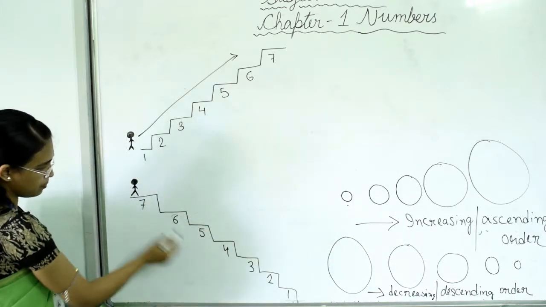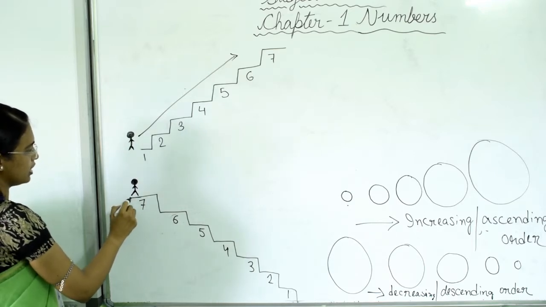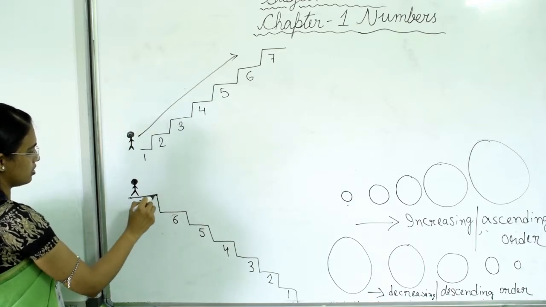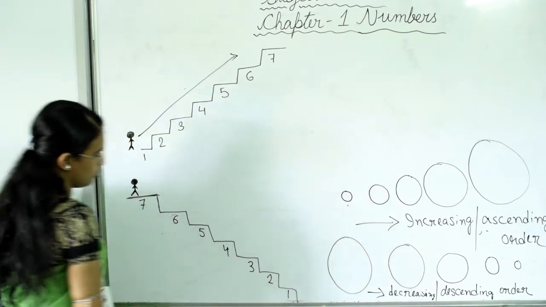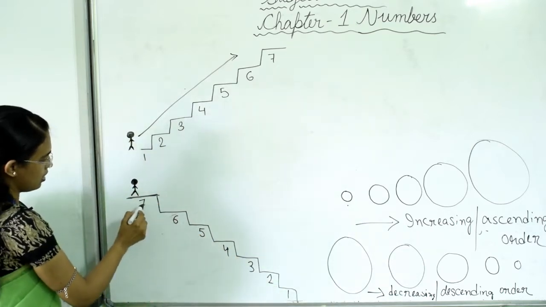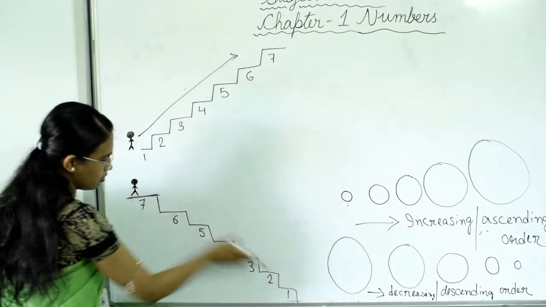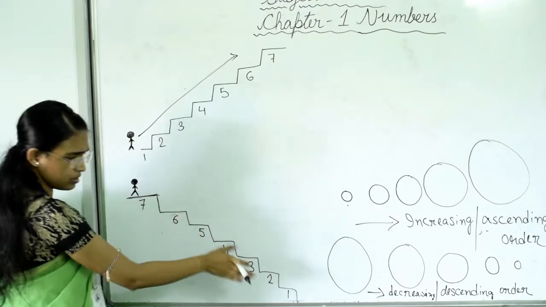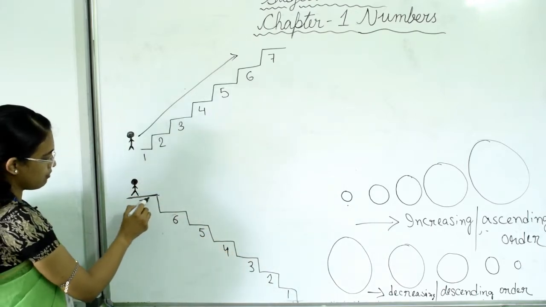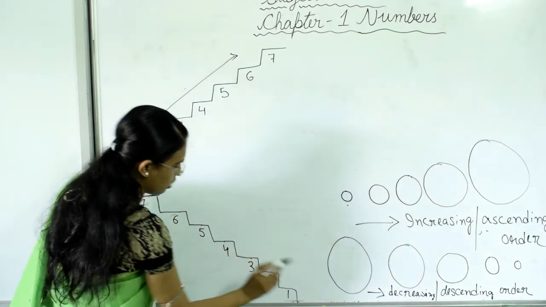Now in this picture, can you see, he is already on number 7 stairs. He is at the top. Now he wants to go down from 7. Then if he wants to go down, what does he have to do? He has to go down, right? So from 7 he has to go to 6, then 5, then 4, then 3, then 2, then 1.